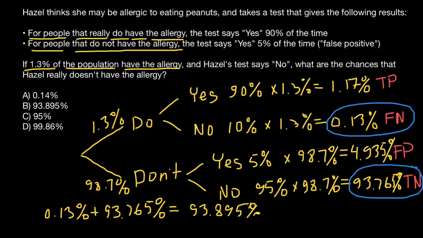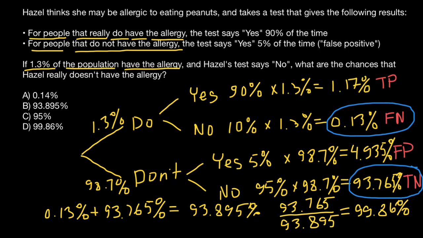Again, our question is, Hazel's test says no. What are the chances that Hazel really doesn't have the allergy? So we have to divide 93.765 by the total number of the population who test negative, 93.895. And we are going to get 99.86%. And this is going to be our answer.